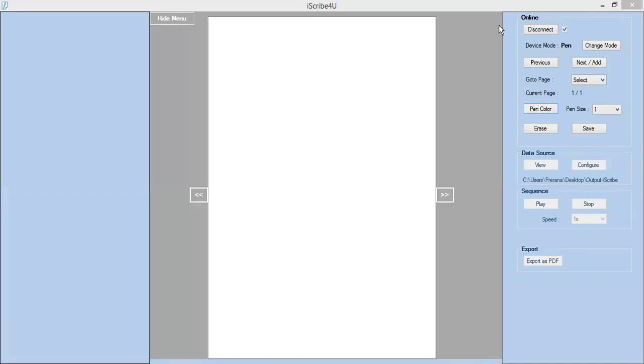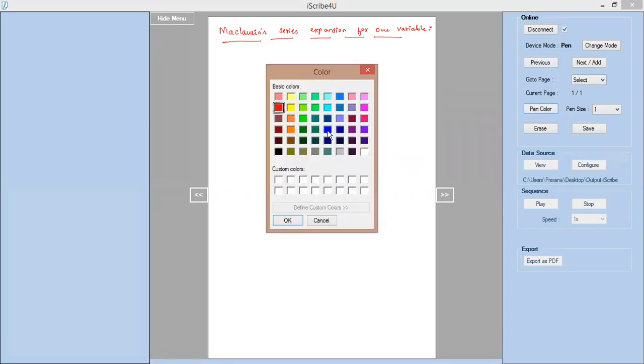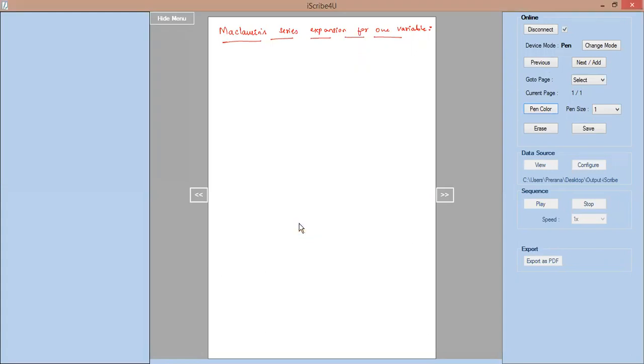We'll take up the next topic, Maclaurin series expansion for one variable. This is a particular case of Taylor series expansion where the value of a equals 0. So first we will write down the Taylor series expansion, and we substitute a equal to 0 in it to get the Maclaurin series expansion.